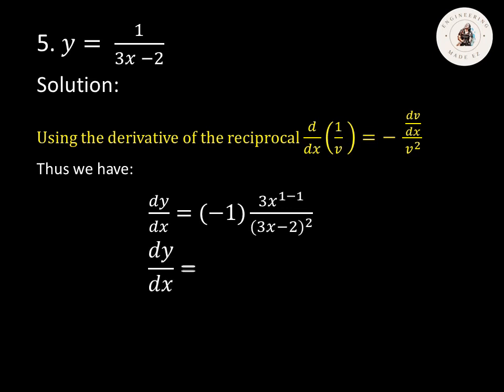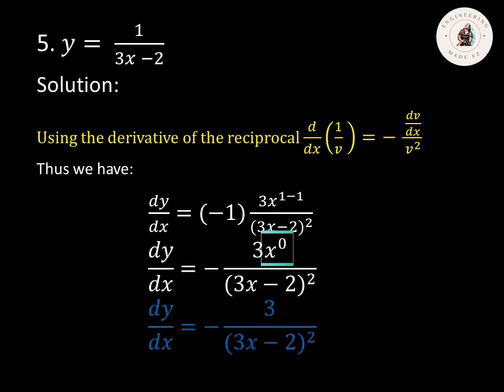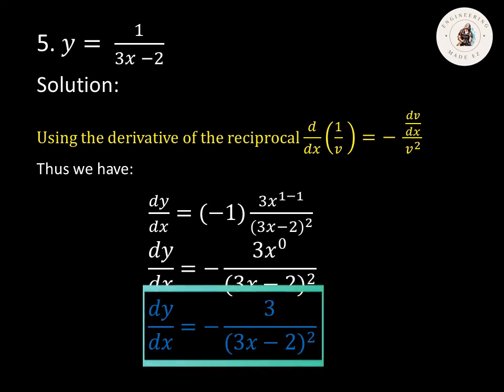Simplifying this, we have the derivative of y with respect to x is equal to negative 3x raised to the power of 1 minus 1. So we have 3x raised to the power of 0. Then copy 3x minus 2 squared. Then we all know that x raised to the power of 0 is 1. So we have the derivative of y with respect to x is equal to negative 3 divided by 3x minus 2 squared, which is our final answer.